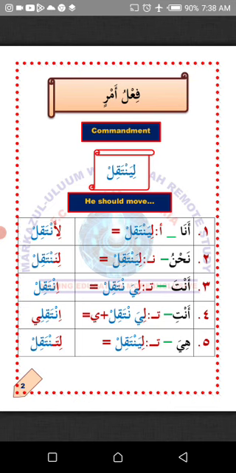Hamsa, number five. Here, she. So how do we change the verb liyantakil to suit here? All you need to do is to detach yaun and attach ta'un. So the verb liyantakil will now become litantakil, which means she should move.